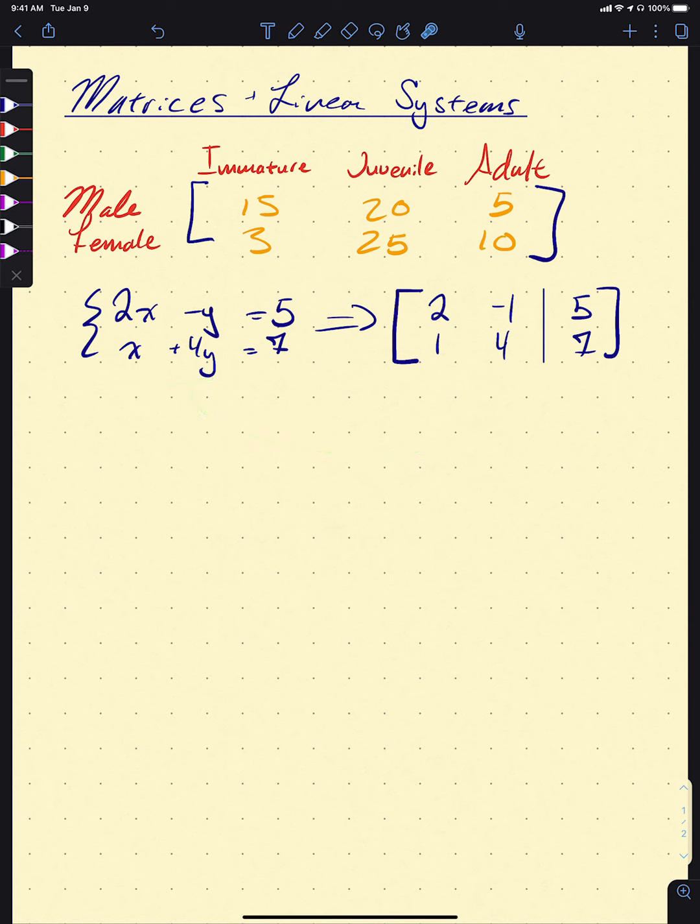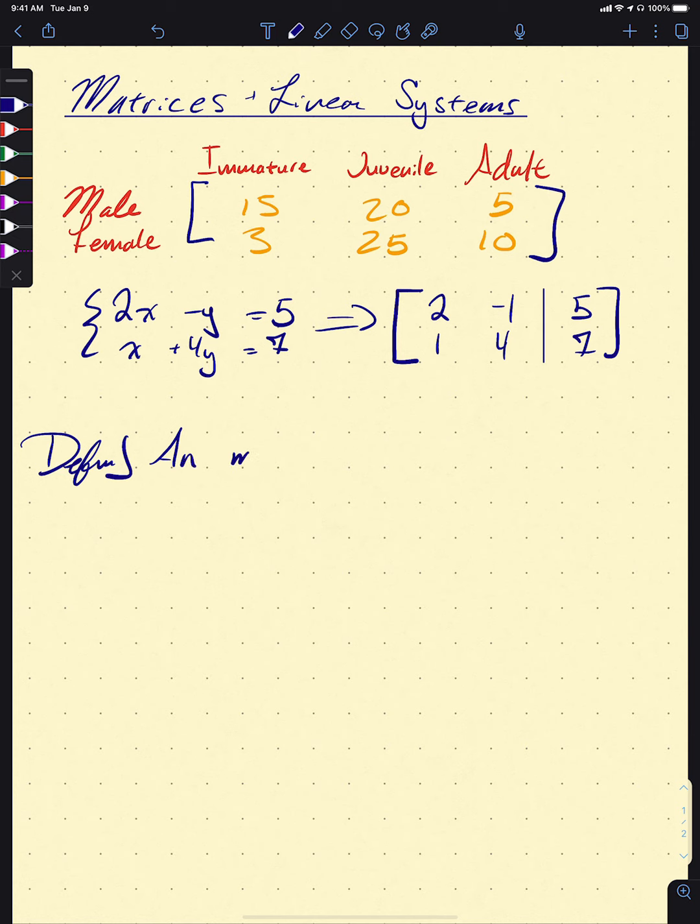So if we can find a way to manipulate these, theoretically, we can go back and use the manipulation of this to solve this system. And that's precisely what we will be doing, okay? Let's get a formal definition down, though, okay? And that's our definition of a matrix, okay?